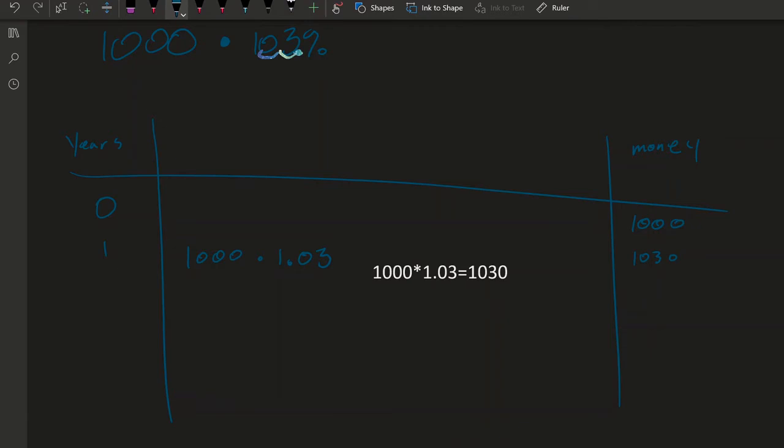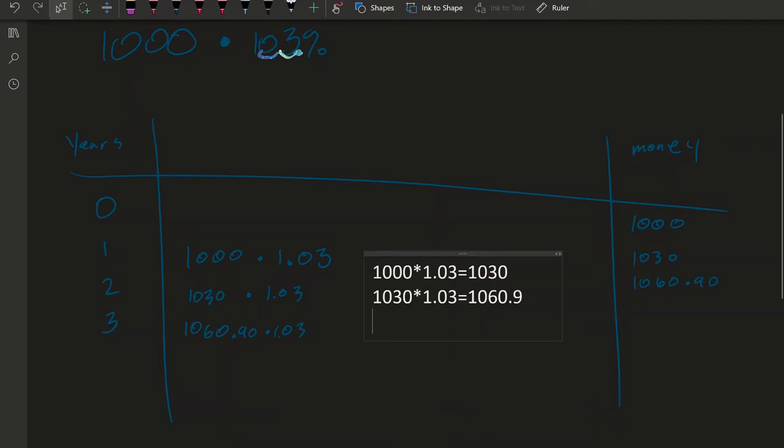Now, the nice thing about interest is that on year 2, I don't just gain another $30 because now we're going to say 1,030 times 1.03. So now I have $1,060.90. Okay, now after 3 years, I'm going to have $1,060.90 times 1.03. Now I have $1,092.73. We round up here because we're dealing with US dollars here. We only use 2 decimal places for that.